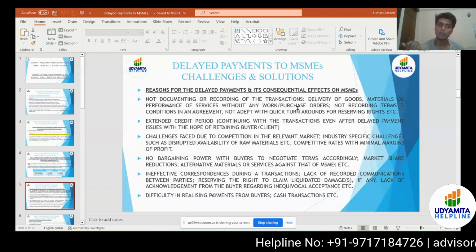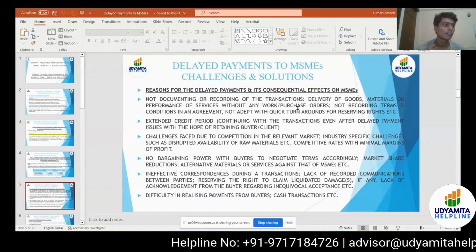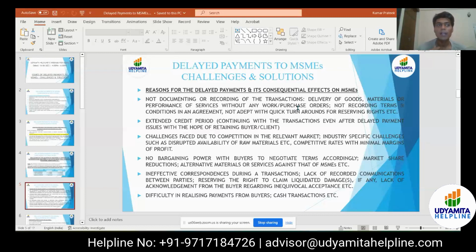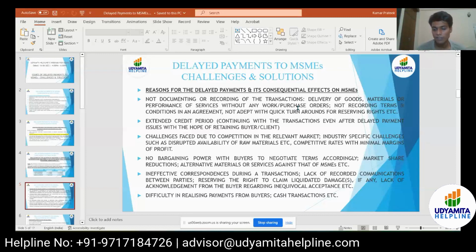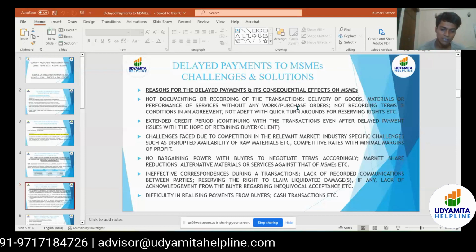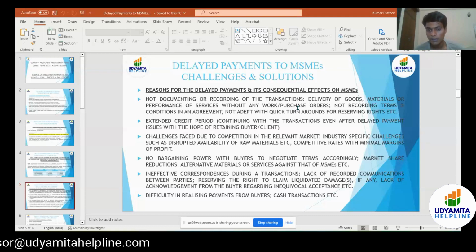And coming to the second point, that is extended credit period. I've seen a lot of enterprises extending credit period to the other parties. Now, the MSMED Act says that after 45 days of generating a bill, if the other party has not made any payment to you, the interest is calculated on that bill that you have raised to them. So extending credit period beyond 45 days must be a business decision.